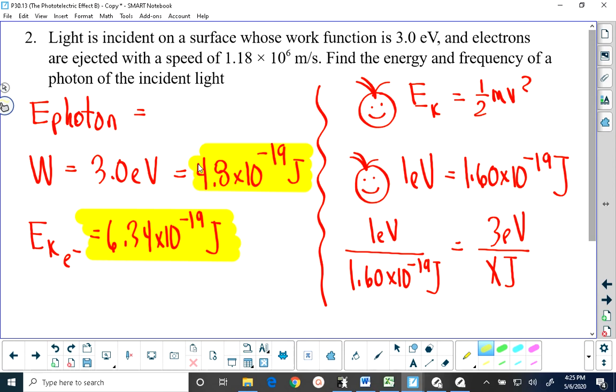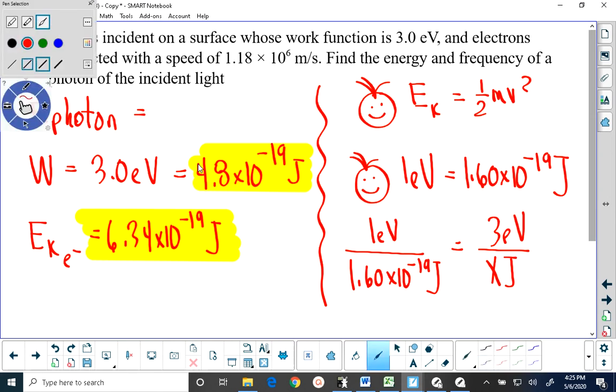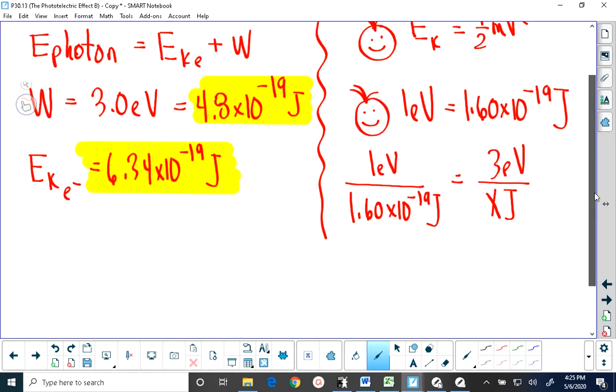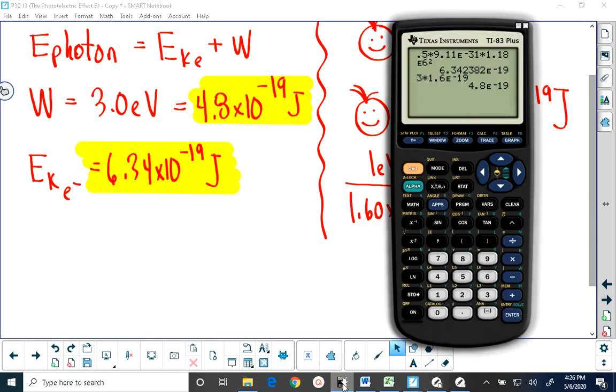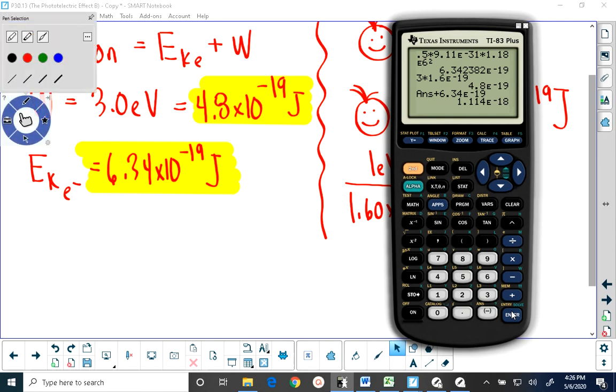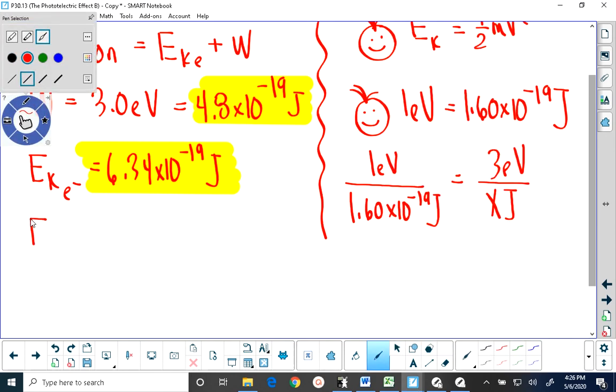And the energy of the photon then can be found by adding these 2 energies together, by taking the kinetic energy of the electron and adding the work function. What does that give us for the energy of the photon? We're going to take the work function plus the 6.34 multiplied by 10 to the negative 19, and we get 1.11 multiplied by 10 to the negative 18. Don't forget, that is the energy of a photon.